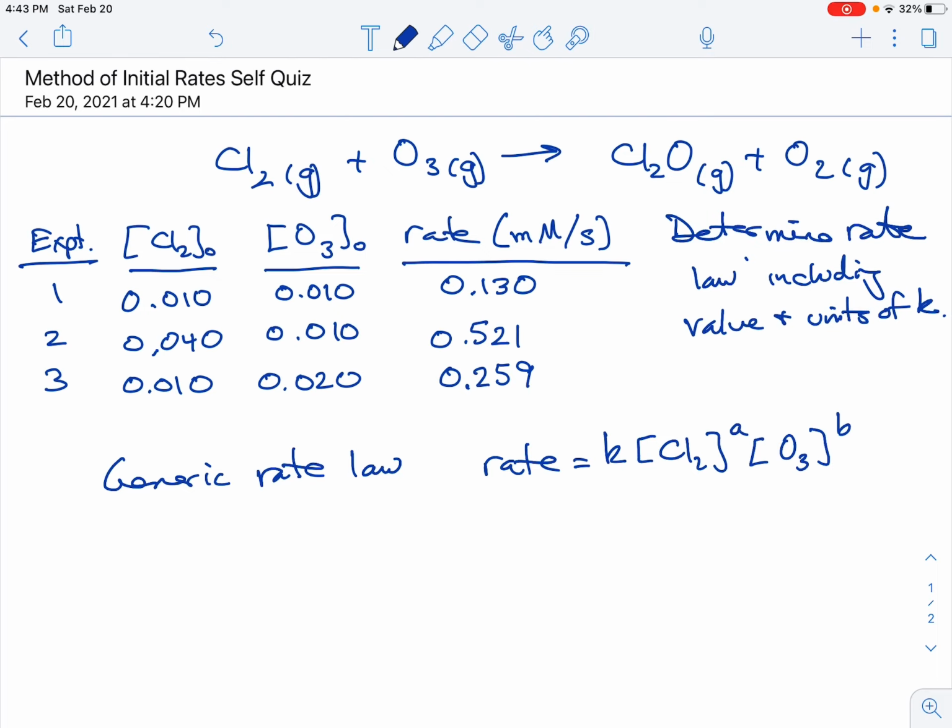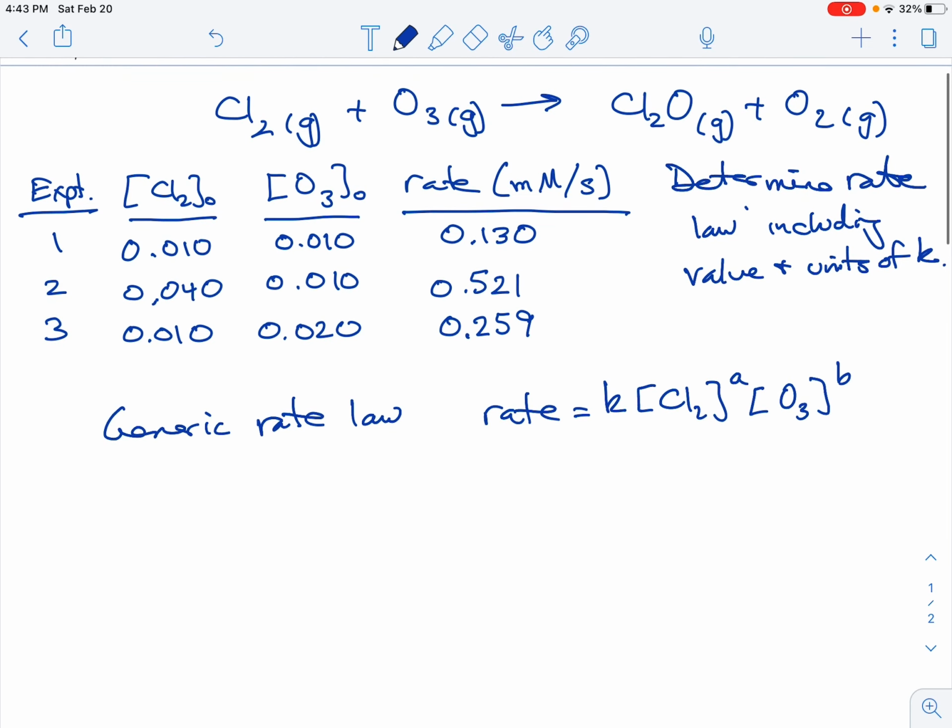All right, here's the solution, and these are pretty time consuming. But once you get the hang of them, they're really pretty straightforward. So we're going to take our generic rate law and plug in experiments 1 and 2, because I notice that the O3 concentration doesn't change between experiments 1 and 2, which means that the O3 term is going to cancel out, making this a lot easier.